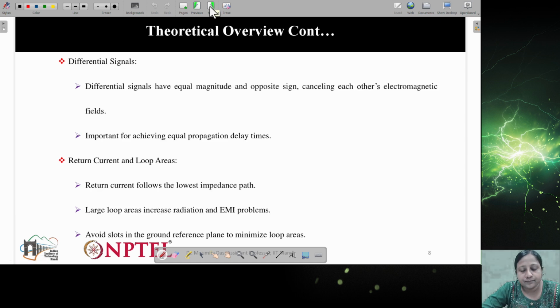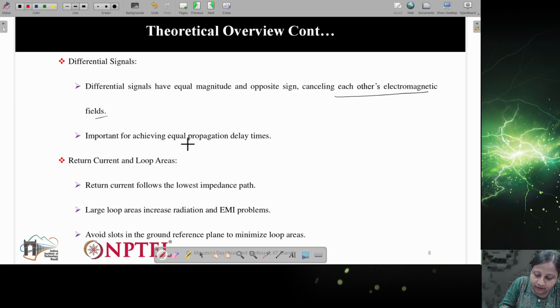Now, differential signal. If we have a differential signal, then what will happen? One advantage is that if they have equal magnitude and opposite sign, then they will cancel each other's electromagnetic field. So that is one advantage of using differential signals close to each other. The electromagnetic field will be cancelled. This is important for achieving equal propagation delay time. Otherwise, the propagation delay for the forward path and the return path may be different, right? So that is why it is very important to have the differential signal lines close to each other.